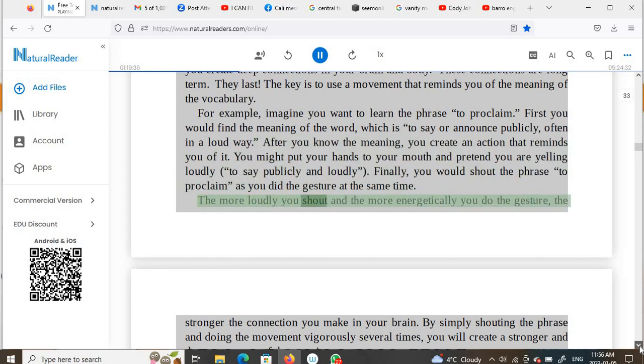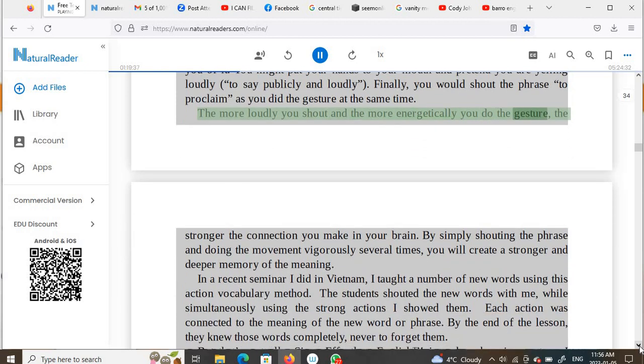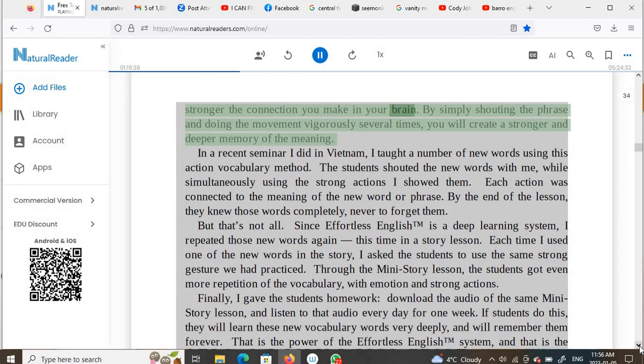The more loudly you shout and the more energetically you do the gesture, the stronger the connection you make in your brain. By simply shouting the phrase and doing the movement vigorously several times, you will create a stronger and deeper memory of the meaning.